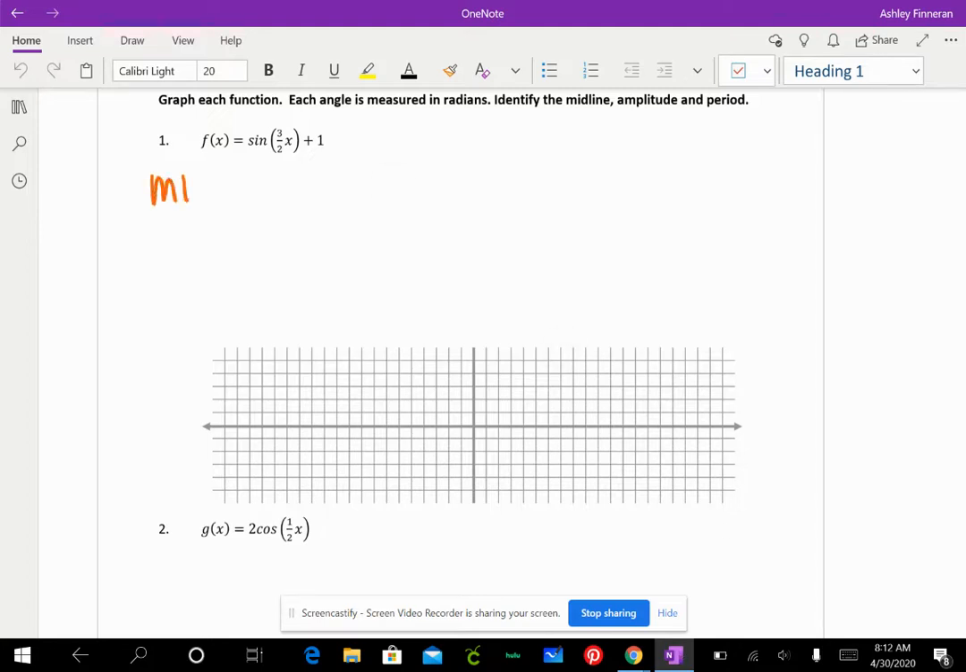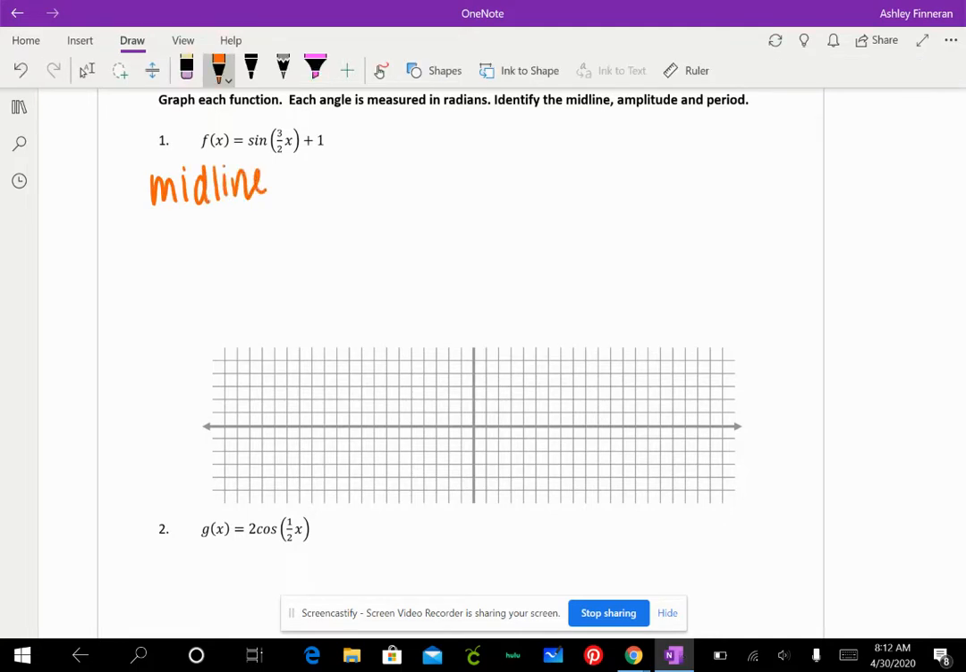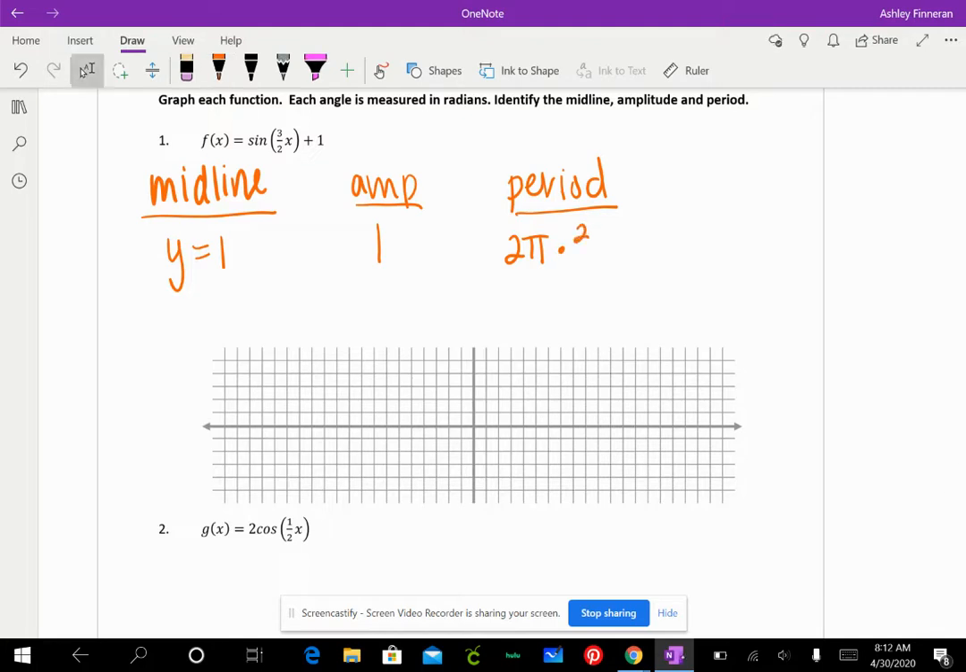So the midline we find just the same way. It is the vertical shift, which is y equals 1. And then we need to find the amplitude, which is also found in the same exact way, which is 1 in this case. And then the period starts out at 2 pi, and then we're going to shrink it by a factor of 2/3. We're going to compress it by a factor of 2/3. 2 pi times 2/3 is 4 pi over 3.